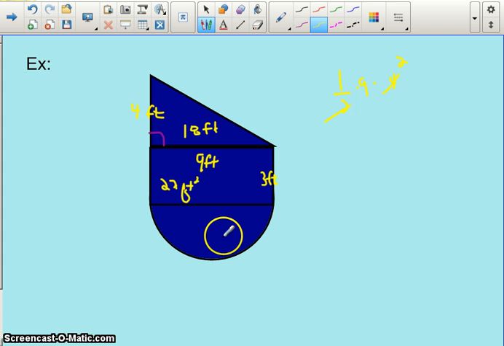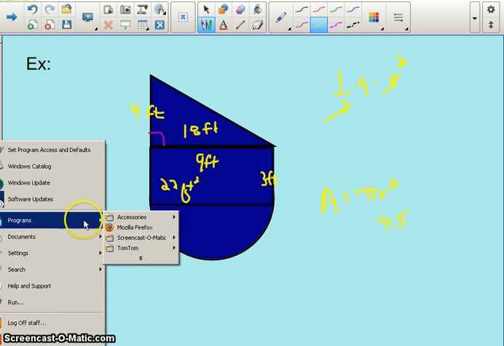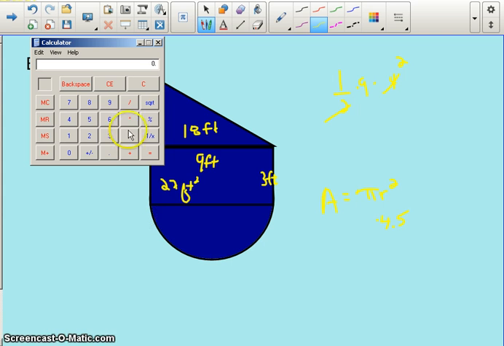And then the bottom half of the circle. The area of a circle, the formula is pi r squared. The full distance across would be 9, so our radius would be half of that, which is 4.5. So I have to take 4.5 times the pi key. I don't know if my little video calculator has the pi key, but yours probably does, so I recommend you use that.